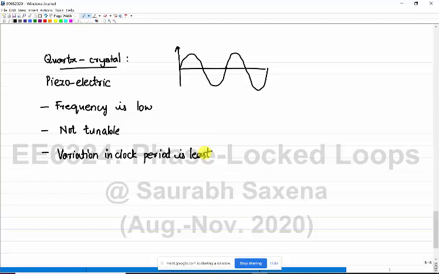So if you want to look at this crystal which is used in your timepiece or wristwatch, the good property is that variation in the clock frequency is least. The bad property is that the frequency is very low and it is not tunable. So this is bad and the other one is good. As always, we will like to take the good part and try to somehow deal with the bad part, or do something to overcome the bad part.